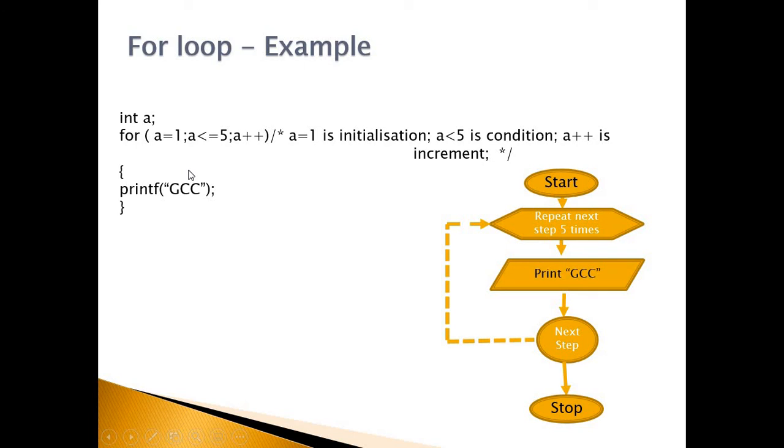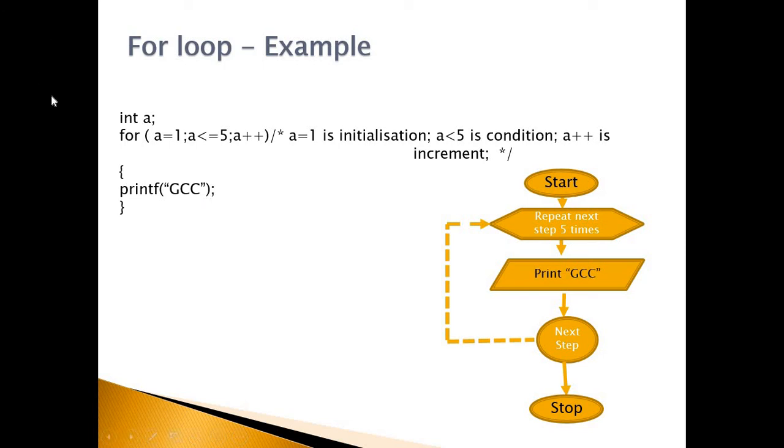As we want to print GCC 5 times, the test condition will be a less than or equal to 5, and the value of a should be incremented by 1 every time. So a is equal to 1 is the initialization here, a less than or equal to 5 is the condition, a plus plus is the increment. And what operation do we want to repeat? The operation to be repeated is printing of GCC. So in the for loop we have the statement printf in double quotes GCC.